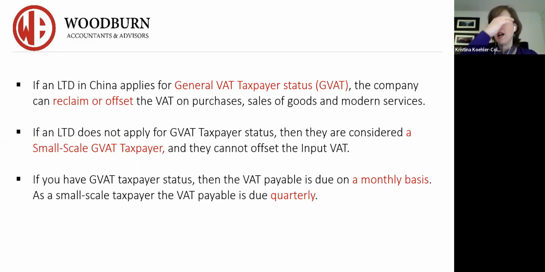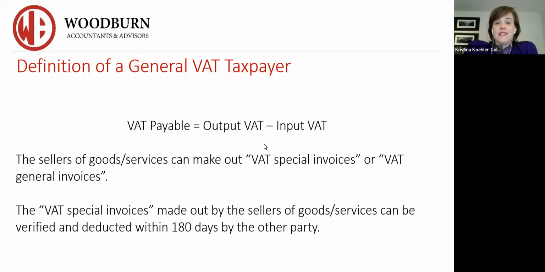Another difference between the two is that general VAT taxpayers need to declare their VAT payable on a monthly basis, whereas a small scale taxpayer only declares it on a quarterly basis. Now, the definition of a general VAT taxpayer, as I mentioned, is that the VAT payable on a monthly basis is the output, which is the VAT on sales of goods or services, minus the input, which is the VAT on purchases of goods or services.